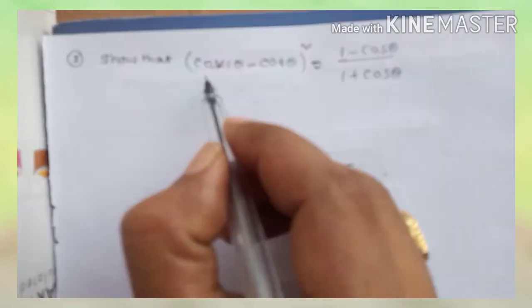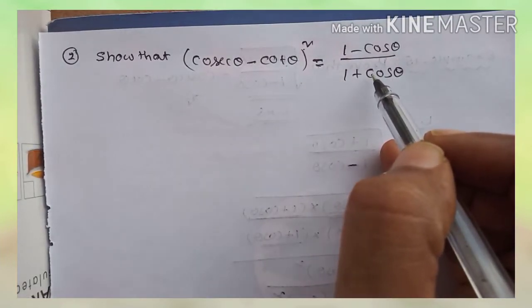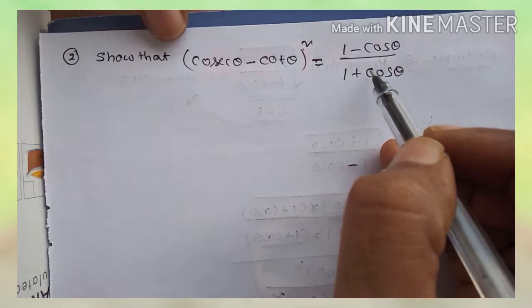Show that (cosecant theta minus cot theta) whole square is equal to 1 plus (1 minus cos theta) by (1 plus cos theta). How can we solve this problem?